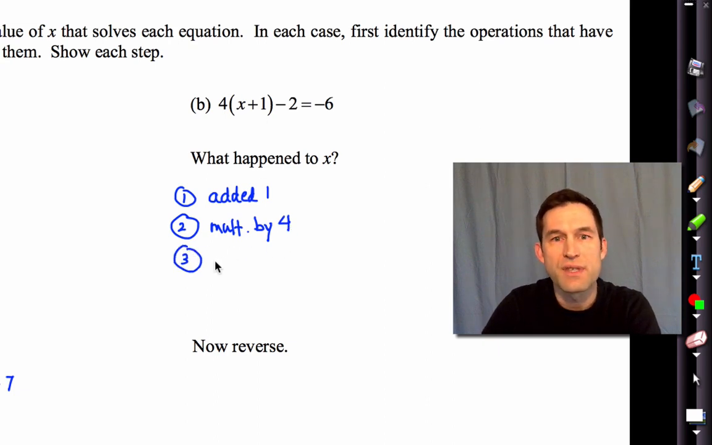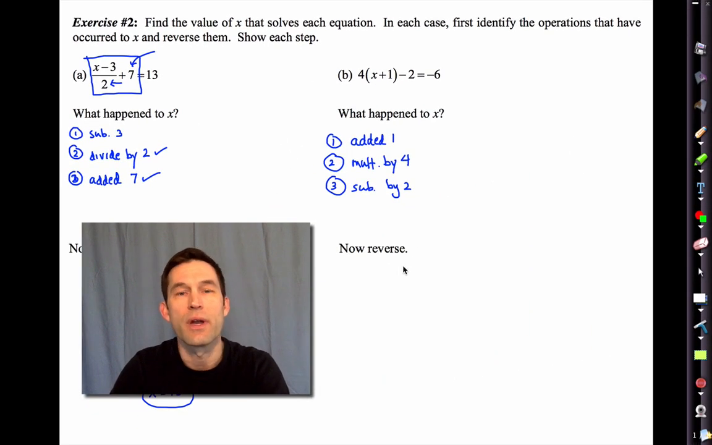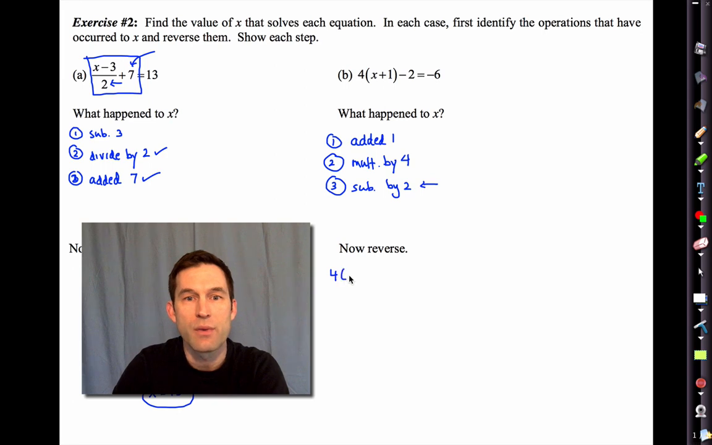Our last step was the subtraction by 2. All right, so now what we're going to do is undo each one of these steps by just reversing what's been done to it. The first thing that we do is reverse subtraction by 2. All right, so we get 4 times (x plus 1) minus 2, and then I'll undo that subtraction by 2 by adding 2.